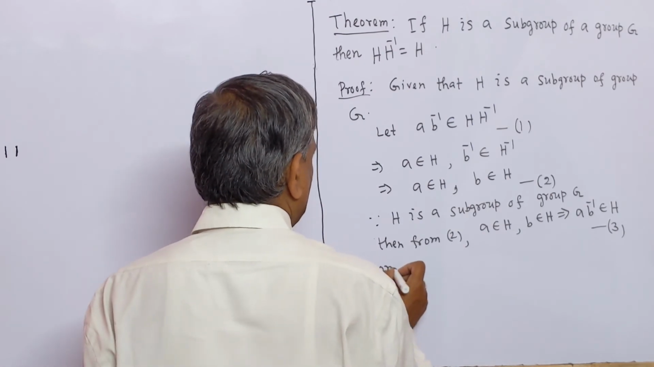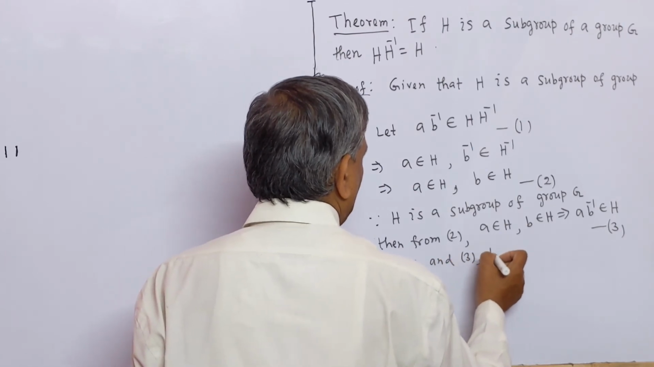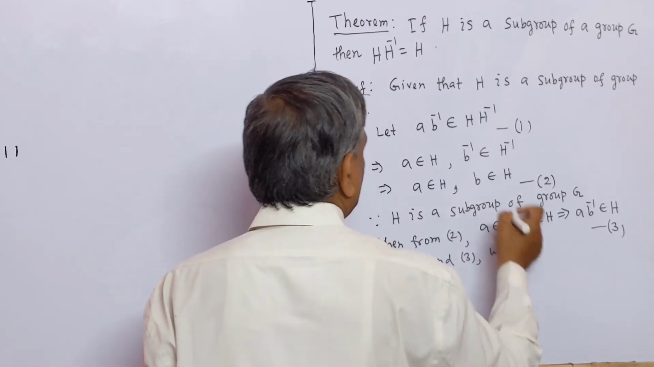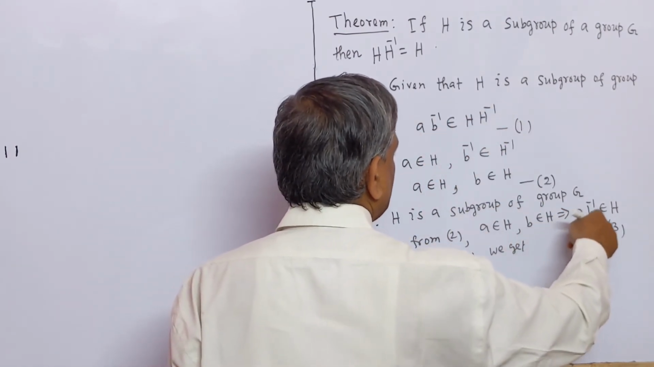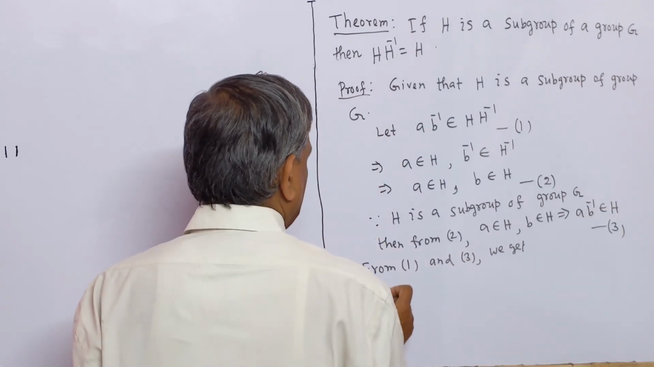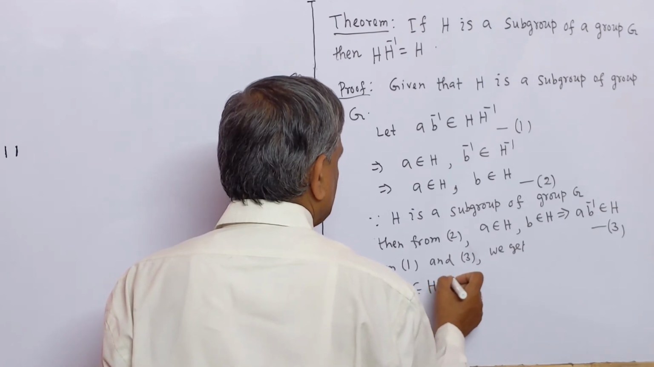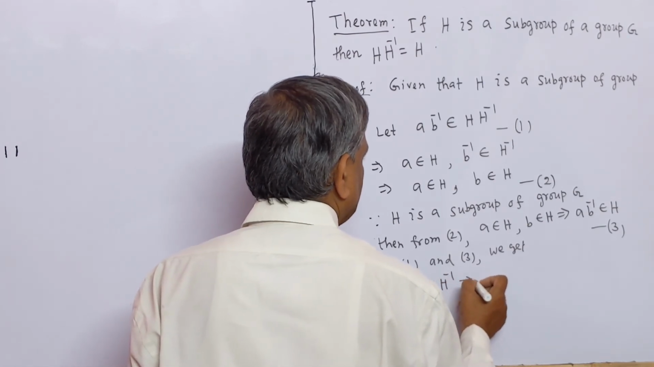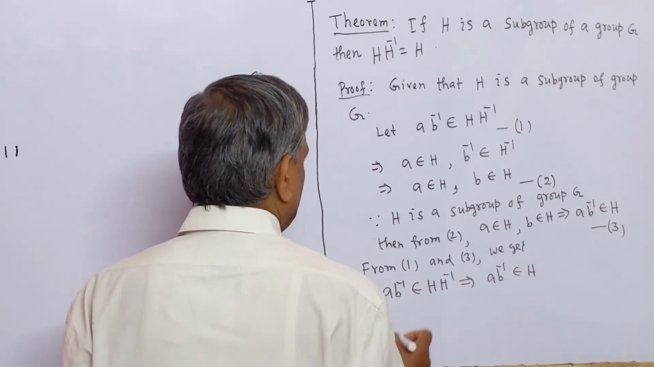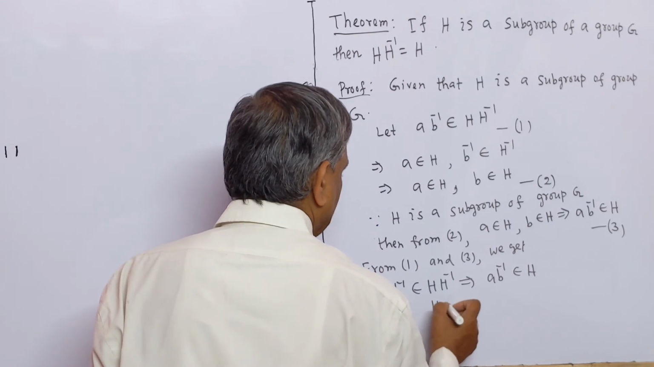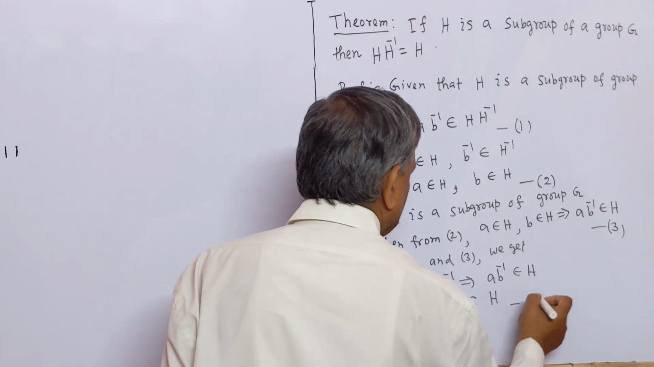From 1 and 3 we get, in 1 ab inverse belongs to H inverse, here ab inverse belongs to H, so ab inverse belongs to H inverse implies that ab inverse belongs to H, implies that H inverse is a subset of H. This is number 4.